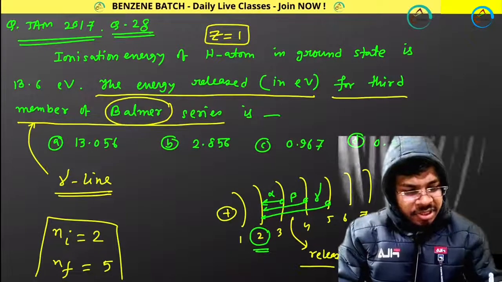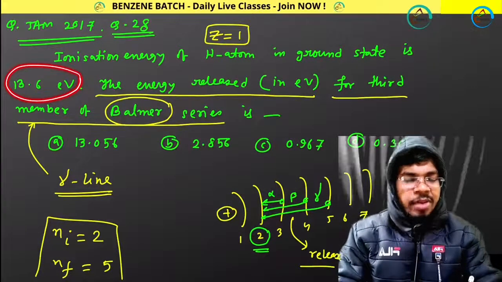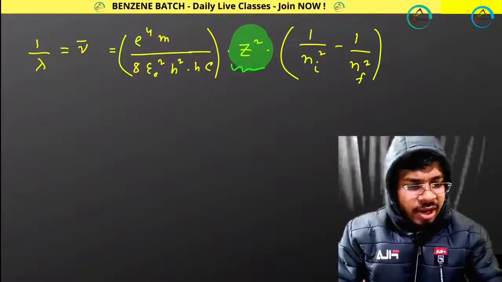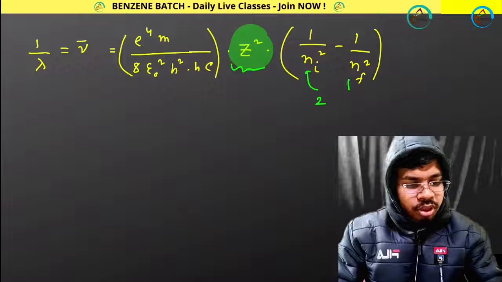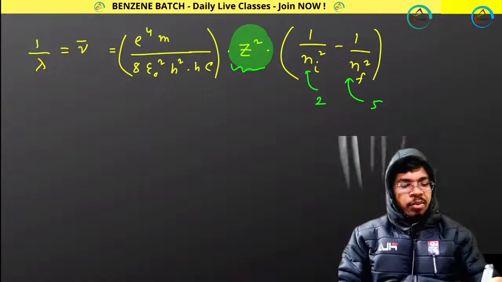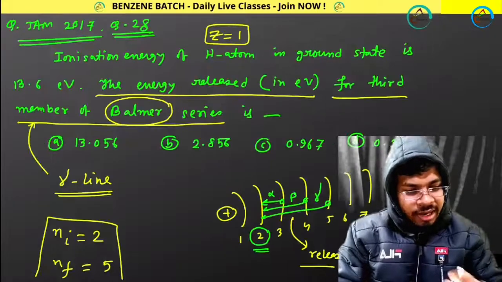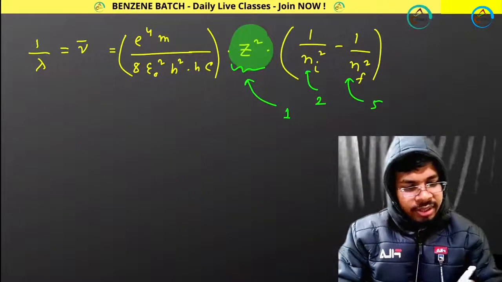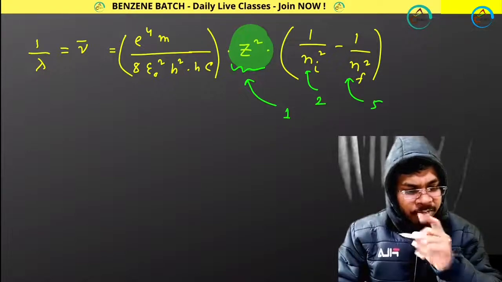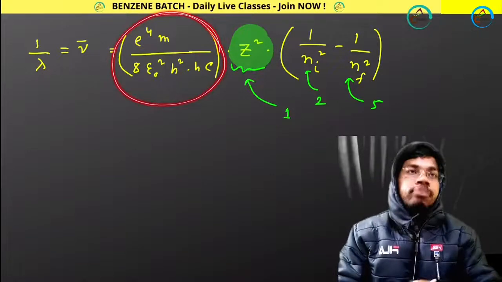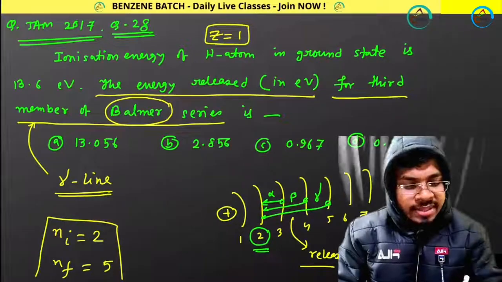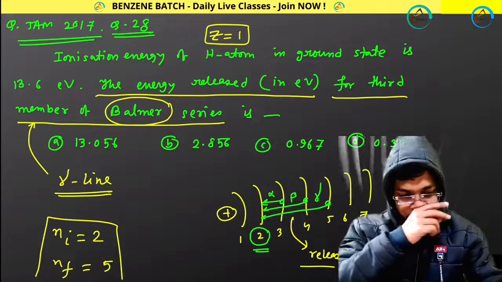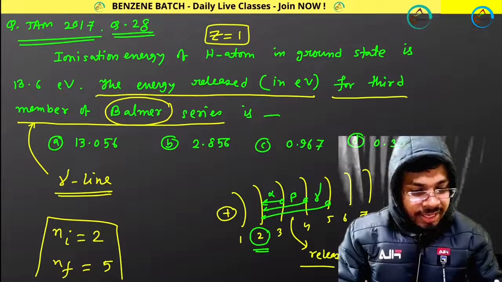And in this expression this 13.6 electron volt value is already given. Because you know the value of Ni, it is 2, Nf you know is 5, and you know the value of Z for hydrogen atom. For hydrogen atom Z equals 1, so you know the value of Z equals 1. Great. So you are having a problem with this part. Yes, because you have to utilize this 13.6 electron volt. How will you do that? So let me go back and show you.